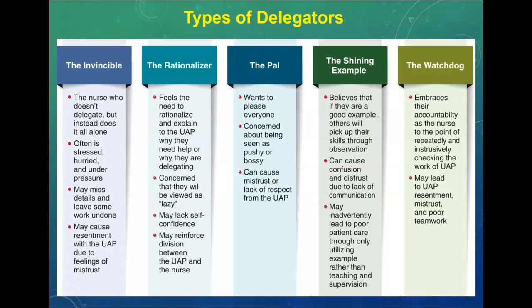The shining example believes that if they're a good example, others will pick up their skills through observation. Sometimes that can cause confusion and distrust due to lack of communication. In other words, watch me do everything instead of me communicating to you effectively. And sometimes it can create problems with poor patient care, just by trying to be a good example instead of actually doing side-by-side teaching and supervising.